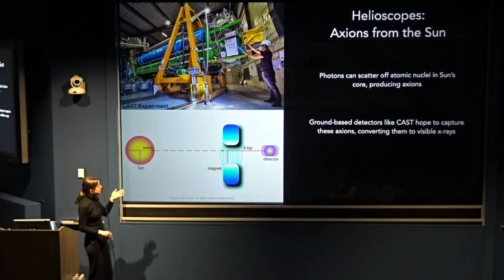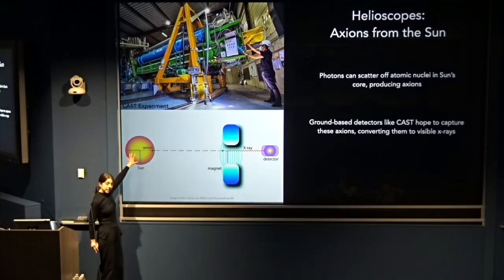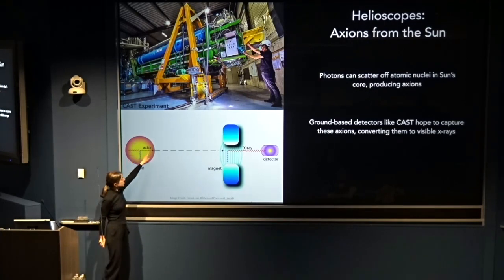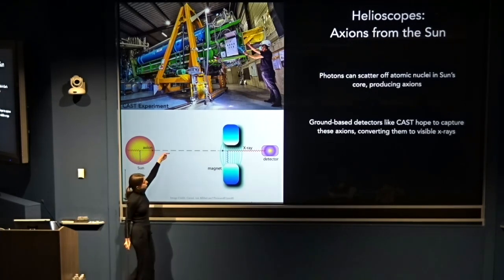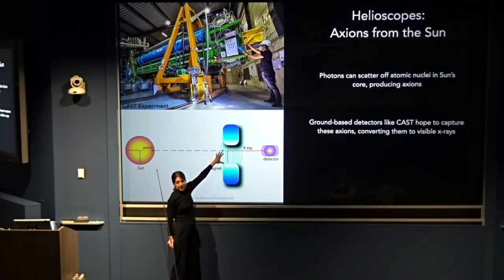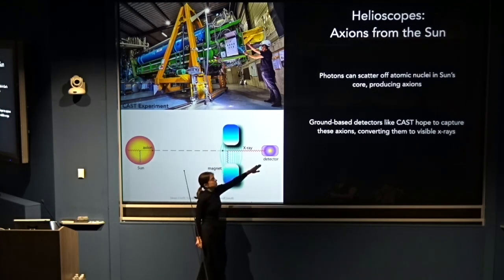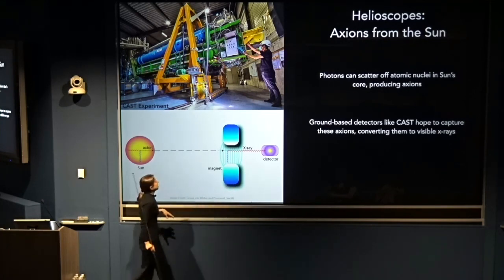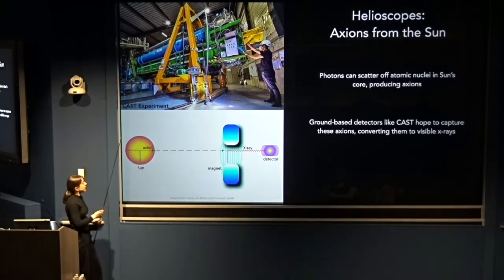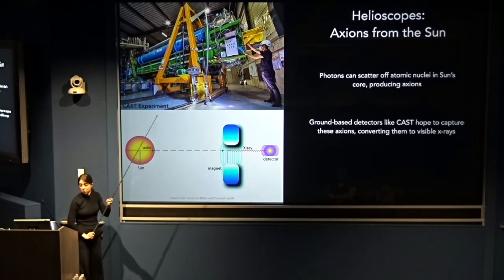A separate and related approach is to use axions that are produced in the sun. You can have these photon-photon interactions in the sun that produce the axions. Those axions would travel towards us, and then we'd have a detector on Earth, again with a very powerful magnetic field that converts the axion to an X-ray, which we would then end up detecting. This approach is well underway in an experiment called CAST that's built at CERN. And here you can see, I believe this is the magnet up here in blue.